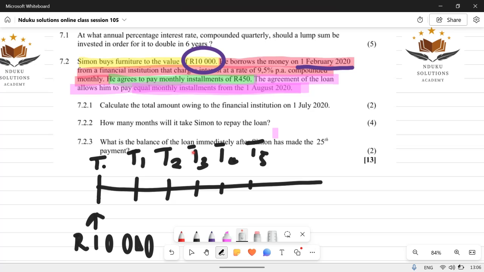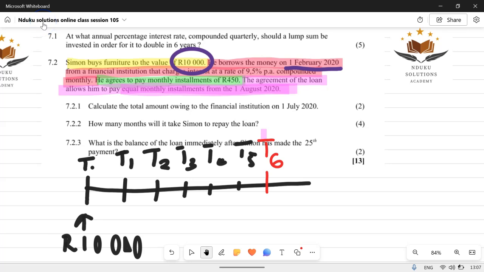Even though your payment has been agreed with the bank that I'm going to start paying on the 1st of August. This will be our 1st of August. This is February, March, April, May, June, July, August. So you're going to start to pay in August. So for all those months that you're not paying the amount to the bank, the 10,000 has actually been gaining interest. I hope you understand.